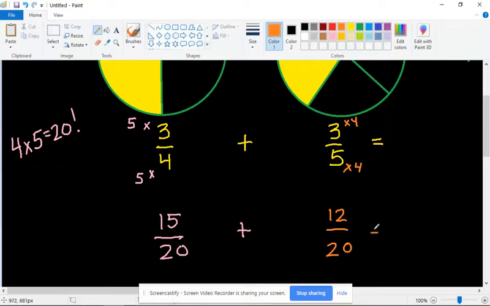And what you notice now is that the bottom, the denominator, is the same. And then adding fractions becomes much more simple. 15 plus 12 is 27. Excellent job.